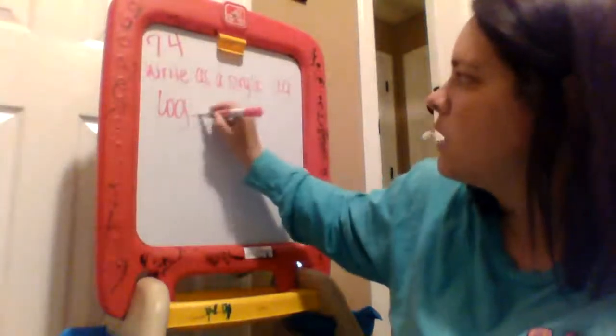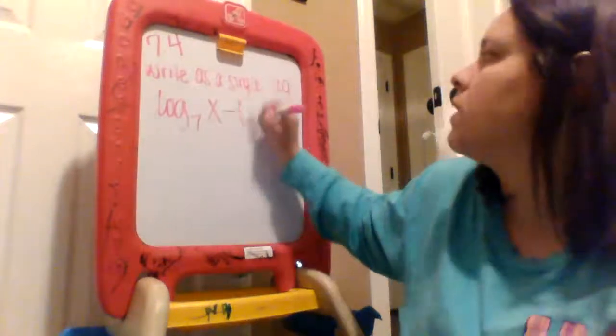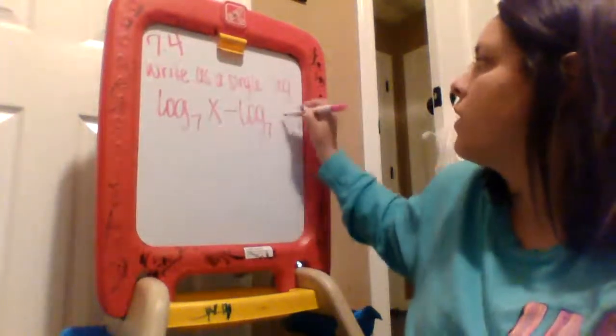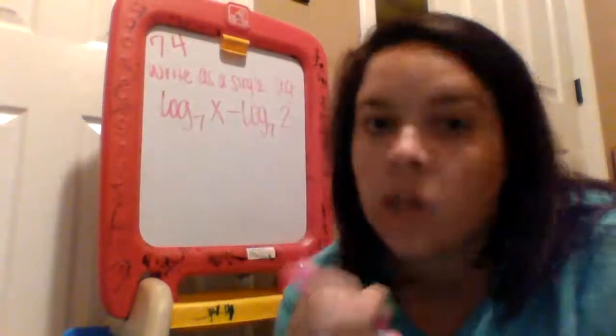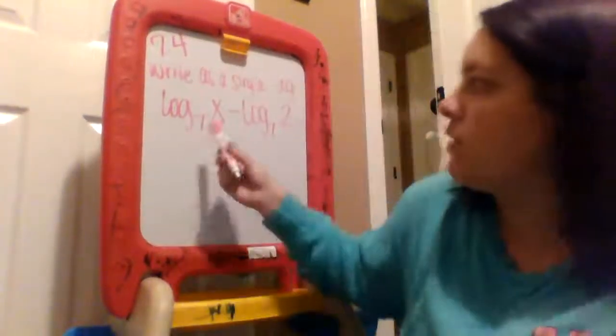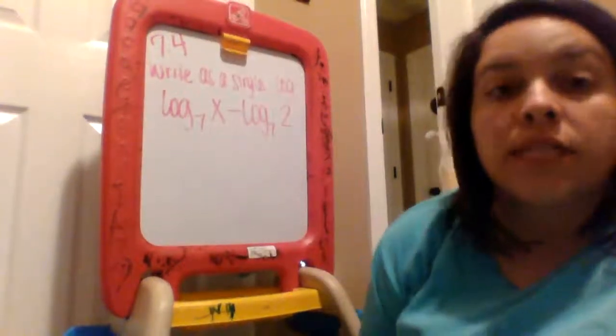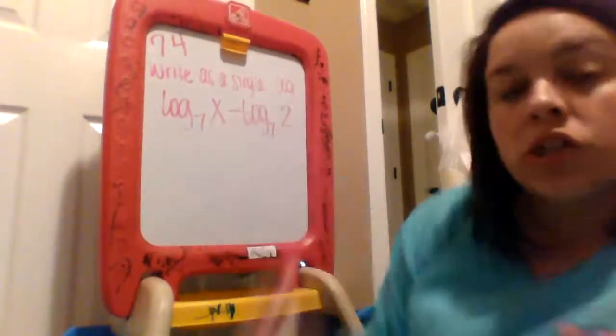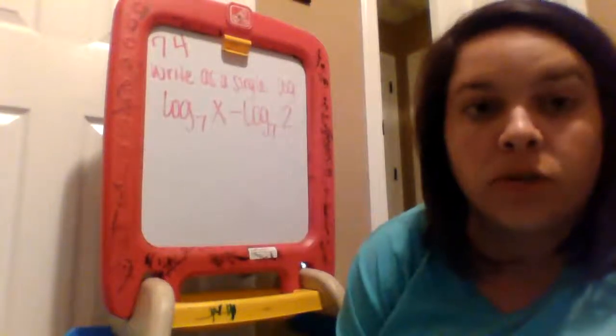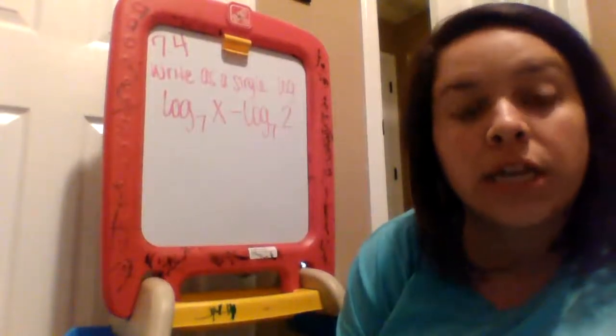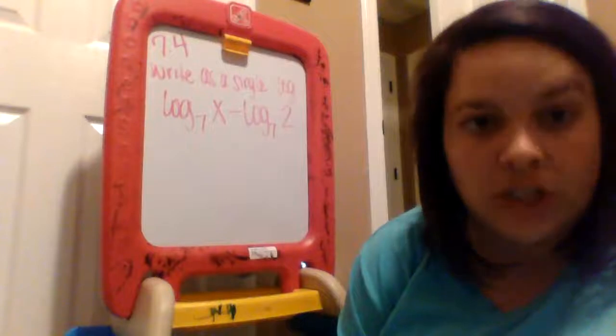Log base 7 of x minus log base 7 of 2. And I did forget to tell you all, if they're not same base logs, then you can't put them together. So like if this was base 7 and this was base 5, you couldn't put them together. All right, so this is subtraction. So this is the quotient property. The quotient property says that you put subtraction together as division.